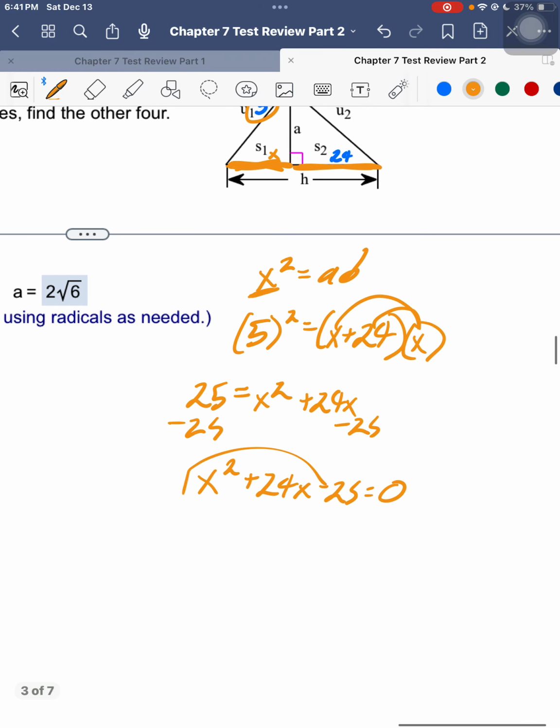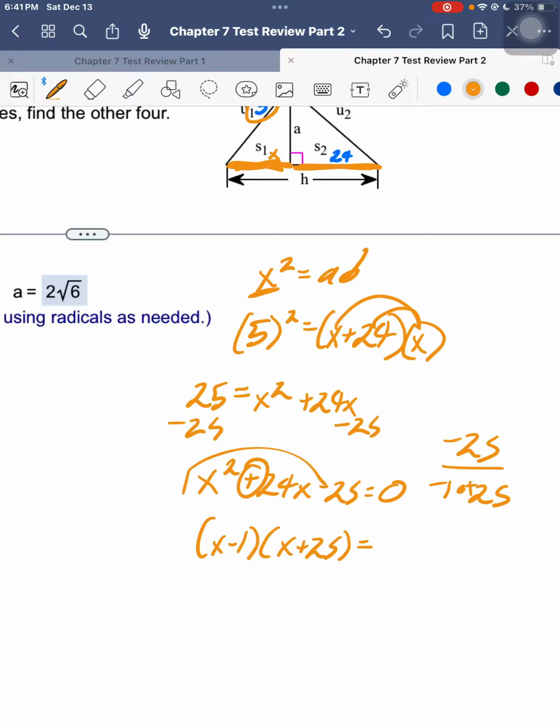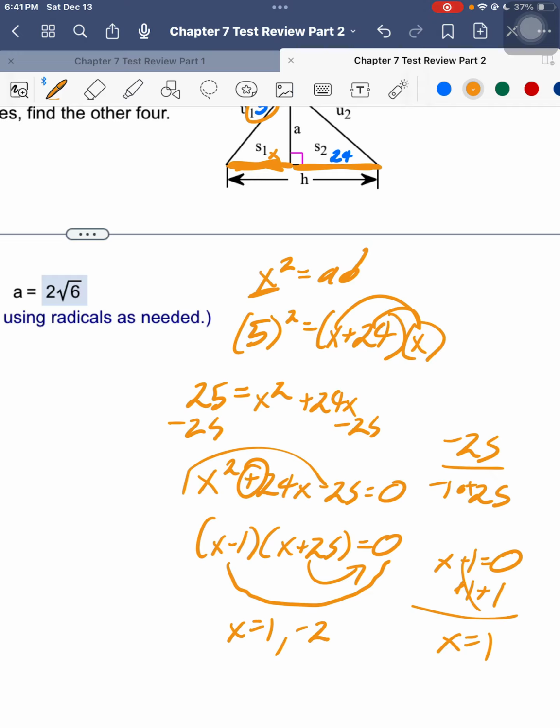Rainbow method. Negative 25. What two numbers multiply to give me negative 25 and add to give me positive 24? Negative 1 and positive 25. So I have X minus 1, X plus 25. And remember that you have to set them equal to 0. So X minus 1 set equal to 0. My X will be 1, right? Because X minus 1 equals 0, plus 1, plus 1. So X equals 1. And then this one will be negative 25.